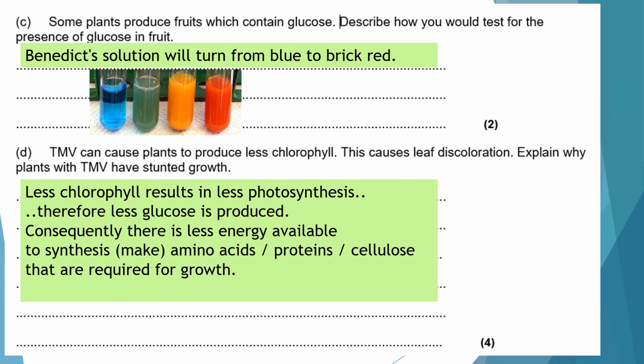Less chlorophyll means that we've got less photosynthesis, 1 mark. Less glucose is produced, 1 mark. Glucose makes amino acids with nitrates or proteins or cellulose. All of those things are required for growth. So we've got our 4 marks there. So less chlorophyll, less photosynthesis, 1 mark. Less glucose, 1 mark. Less energy, 1 mark. Less synthesis or less proteins being made.